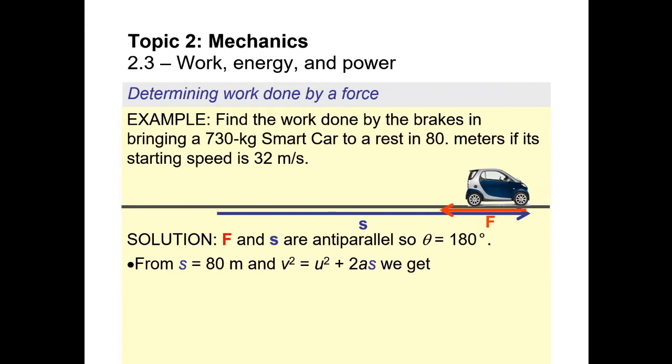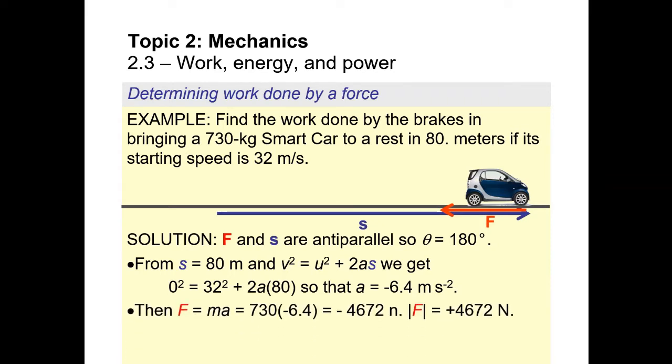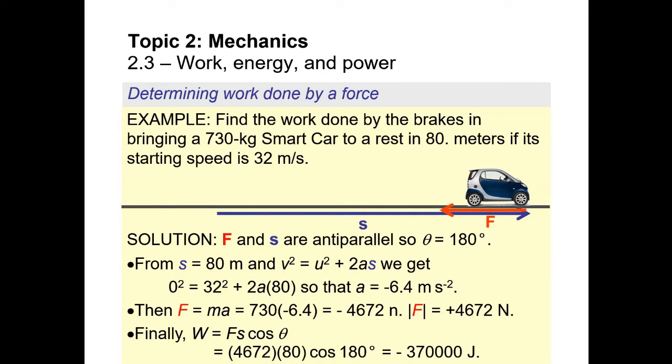And we utilize the timeless formula from our data booklets. Final velocity is 0. Initial velocity is 32. And displacement is 80. And acceleration gives us minus 6.4. And F equals ma. Mass is 730. Acceleration is minus 6.4. That gives us minus 4,672 Newton. And finally, we utilize the work done formula, force times the distance and the cosine of the angle between them. So force is 4,672 and displacement is 80, and displacement and force are anti-parallel, cosine 180 degree. That gives us minus 370,000 joule.